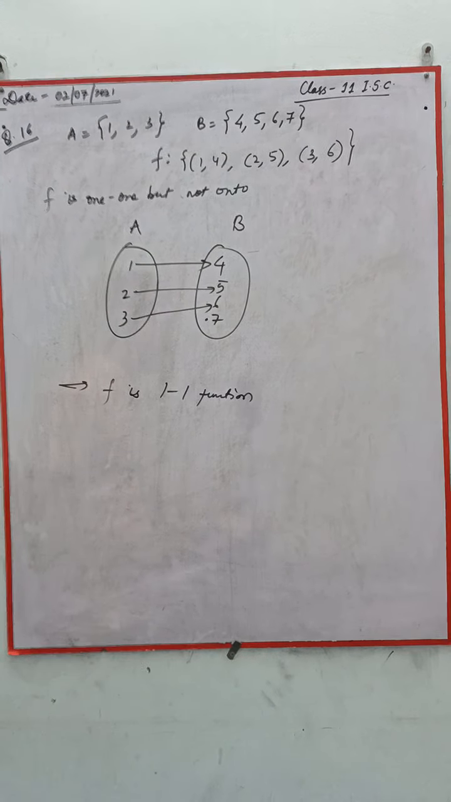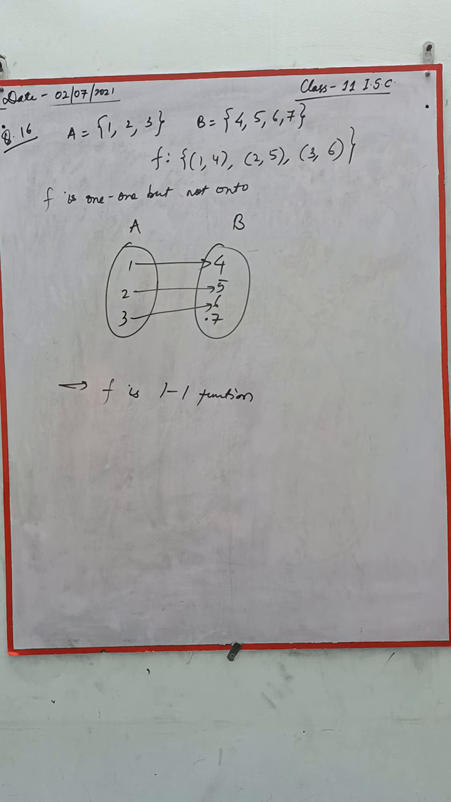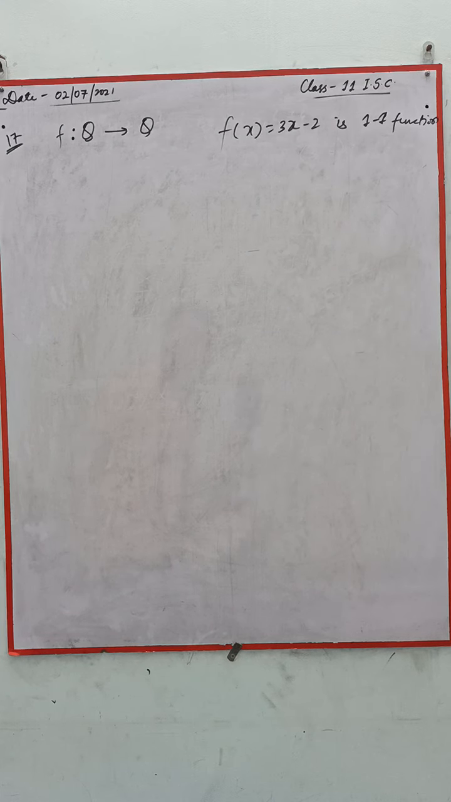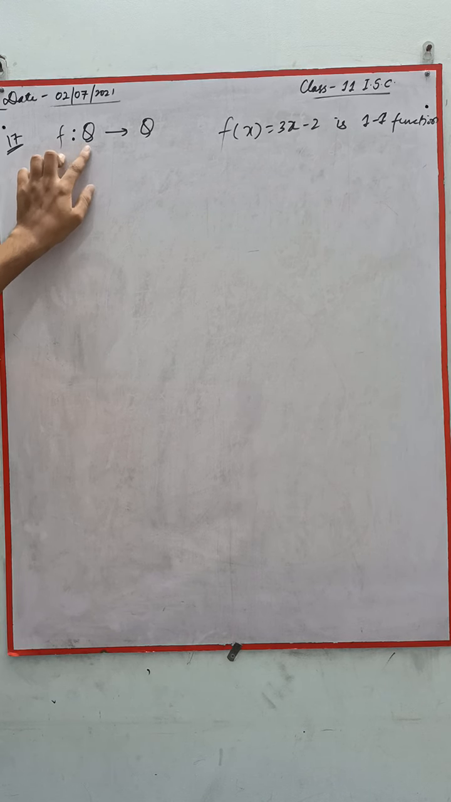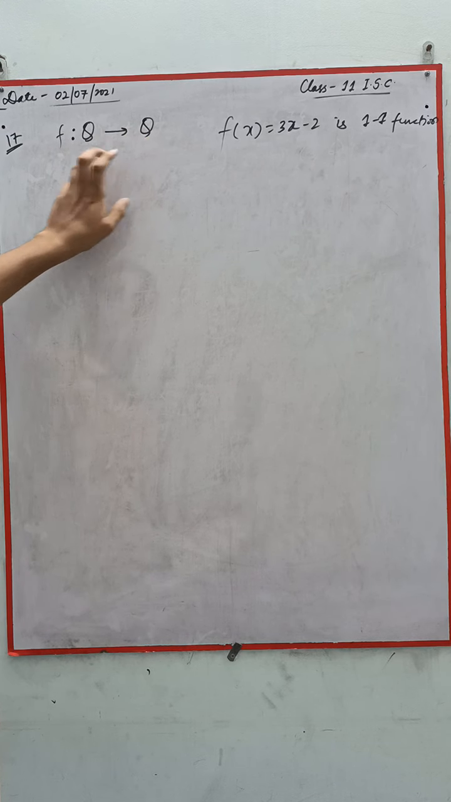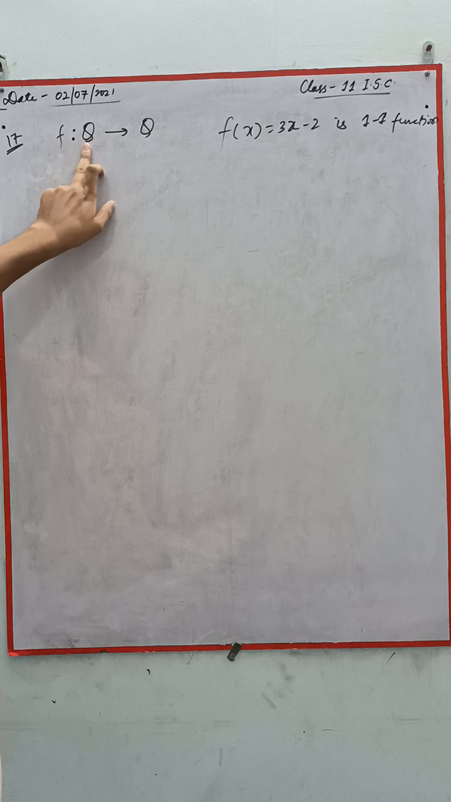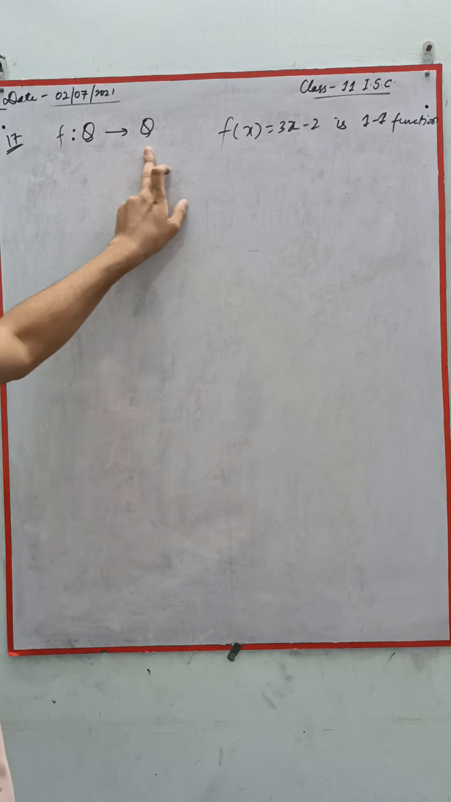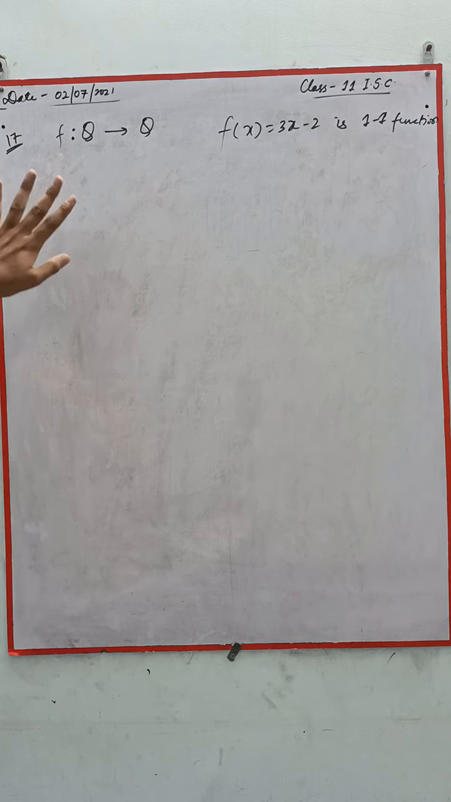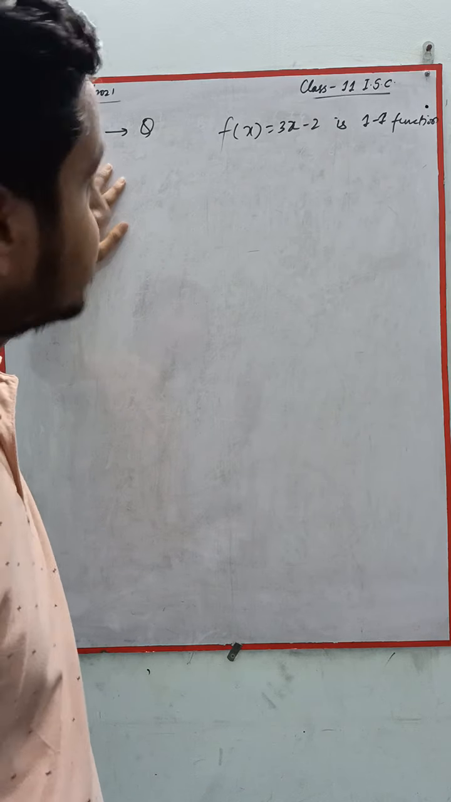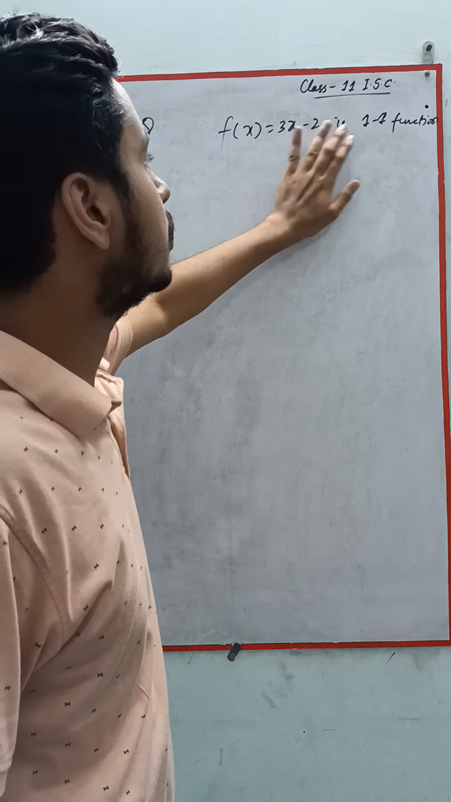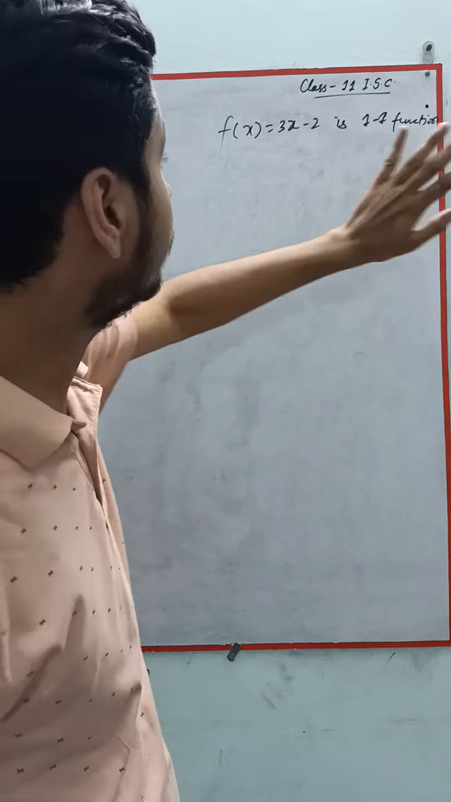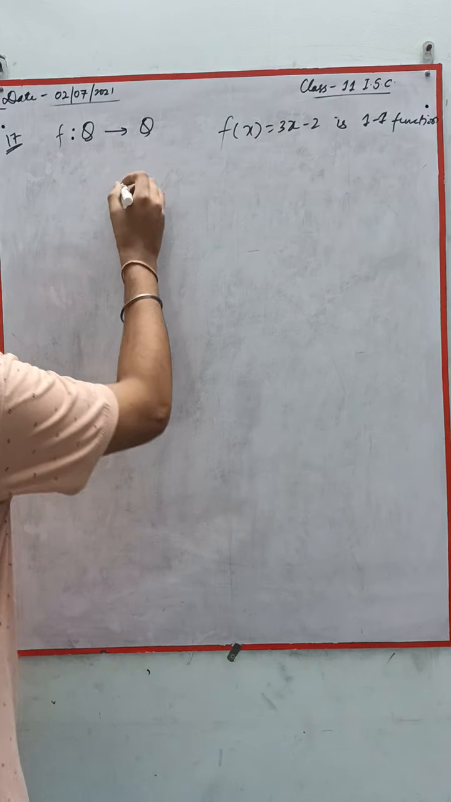Now let's take some algebraic questions also. Okay, so here comes the next question. f is from Q to Q. This is how we read it: f is such that Q to Q, where Q is the set of rational numbers. Our function is 3x minus 2, which we have to prove is one-one. So our main function is 3x minus 2.